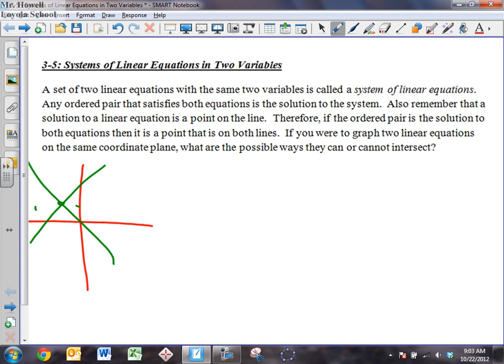And if I can use the smartboard, there it is. There's our intersection. Okay, there's our intersection, which is also called our solution. Okay? What's another option? What else can the lines do?